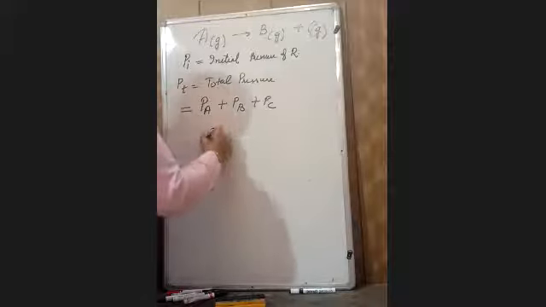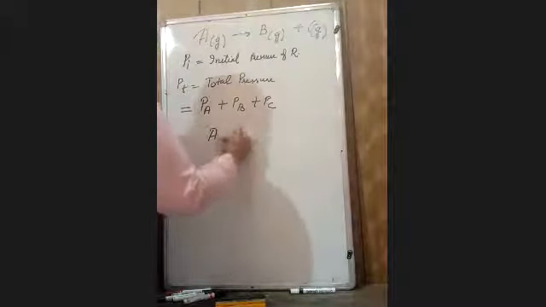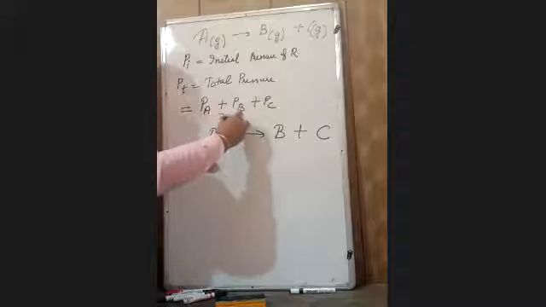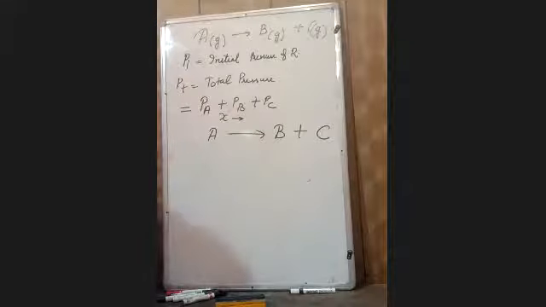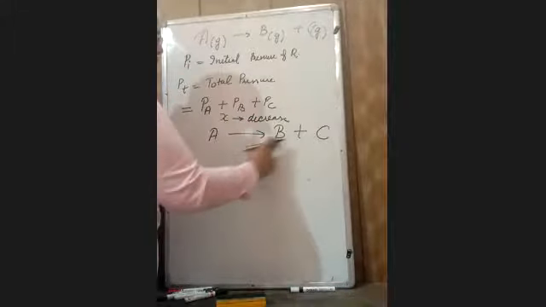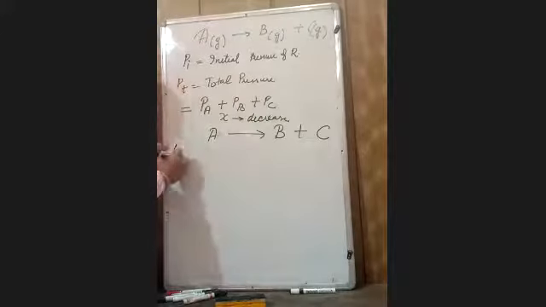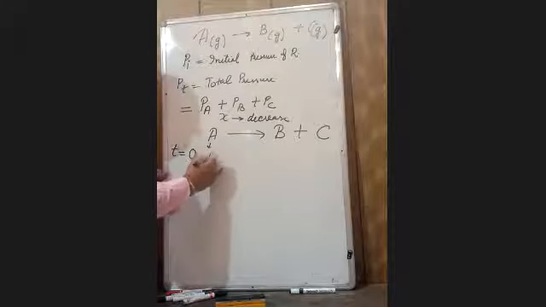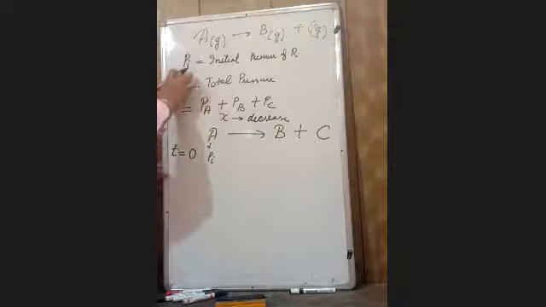Now, I am again writing this equation. It decomposes to form this. Suppose X is the decrease in the amount of pressure with the passage of time t. Suppose X is the decrease in pressure at time t, and 1 mole of each of these gases will form. Suppose at time t is equal to 0, what will be the pressure of A? It will be Pi, that is the initial pressure. It is given to you.